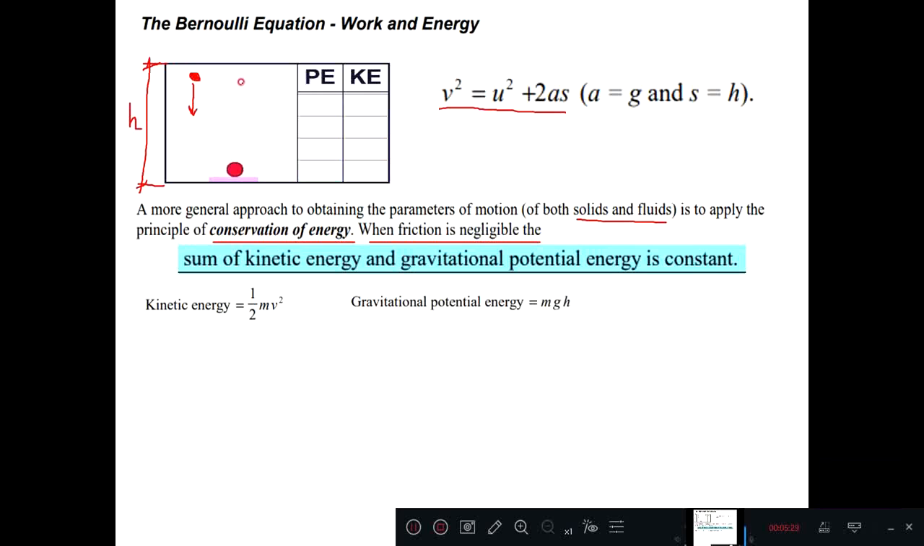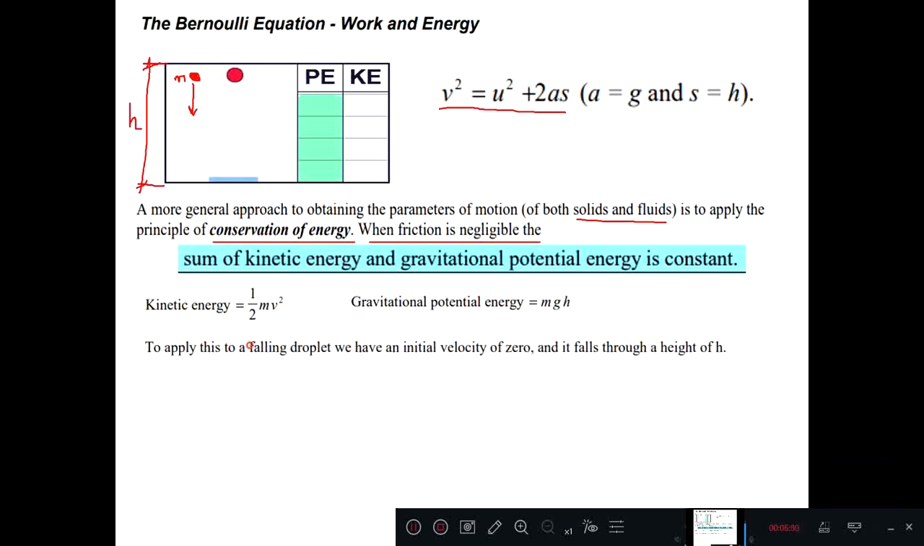As the ball is falling down, it gains kinetic energy because of its motion, that is, we can write half mv square from the simple law of motion. Also the gravitational potential energy we can write as mgh. At this position, the ball has a mass m and it is falling down due to acceleration due to gravity, and the gravitational potential energy at this position is mgh.